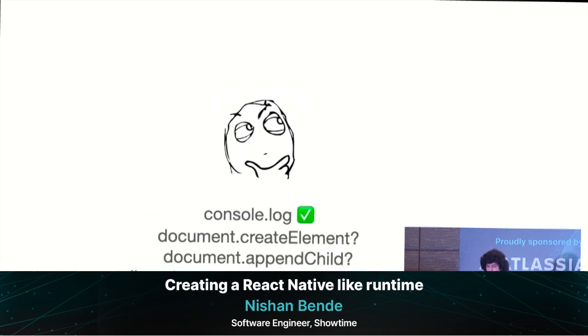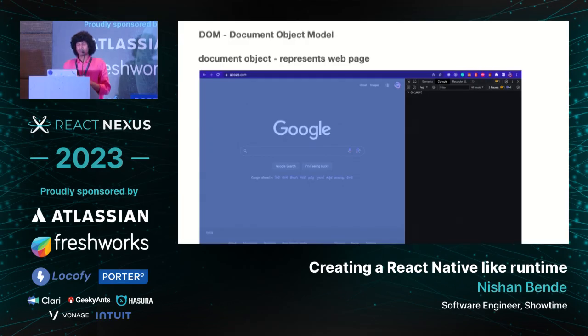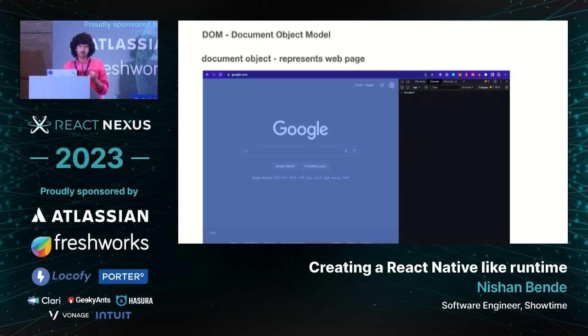So we got console.log working. Now, what is a document object in a browser? If you open Chrome's console and write document in it and hover over it, it will highlight the entire page. So the document object represents the entire web page.